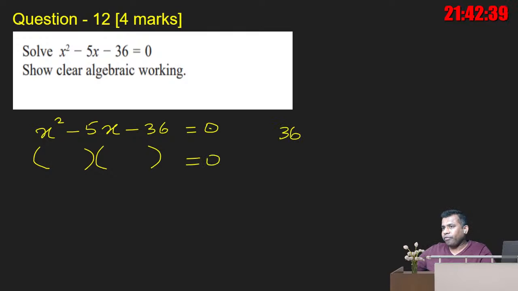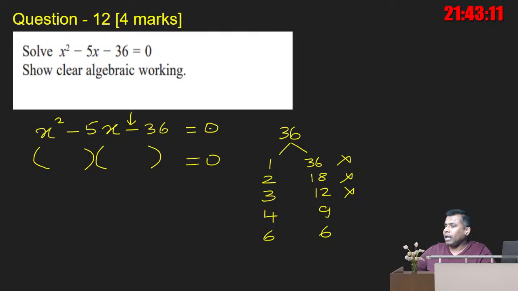So you need to list all the factors of 36. So 1 and 36, 2 and 18, 3 and 12, 4 and 9, and 6 and 6, right? Which factor pair gives 5 when you are subtracting? Because the sign is minus here, 36 take away 1 is 35, not that one. 18 take away 2 is 16, not that one. 12 take away 3 is 9, not that one. 9 take away 4 is 5, that is the one. So minus 9 and plus 4.